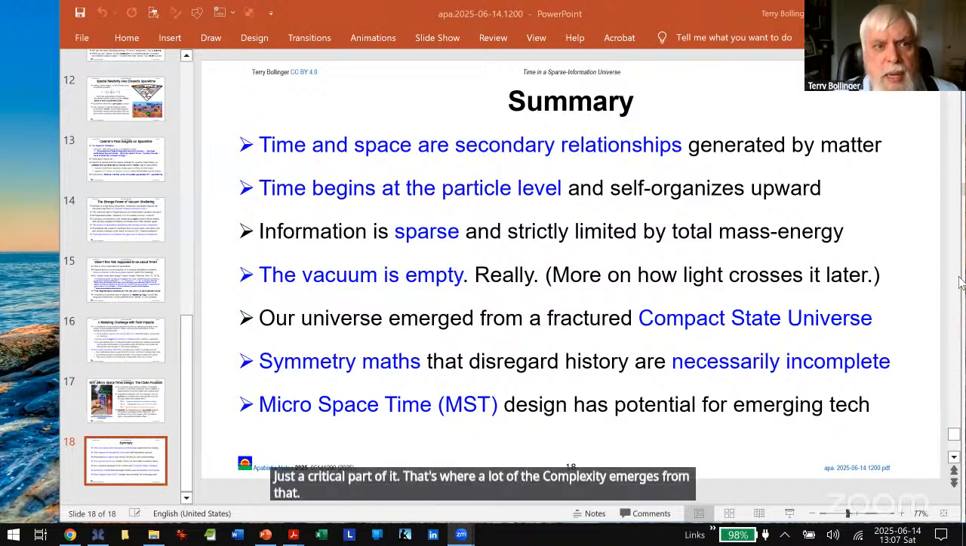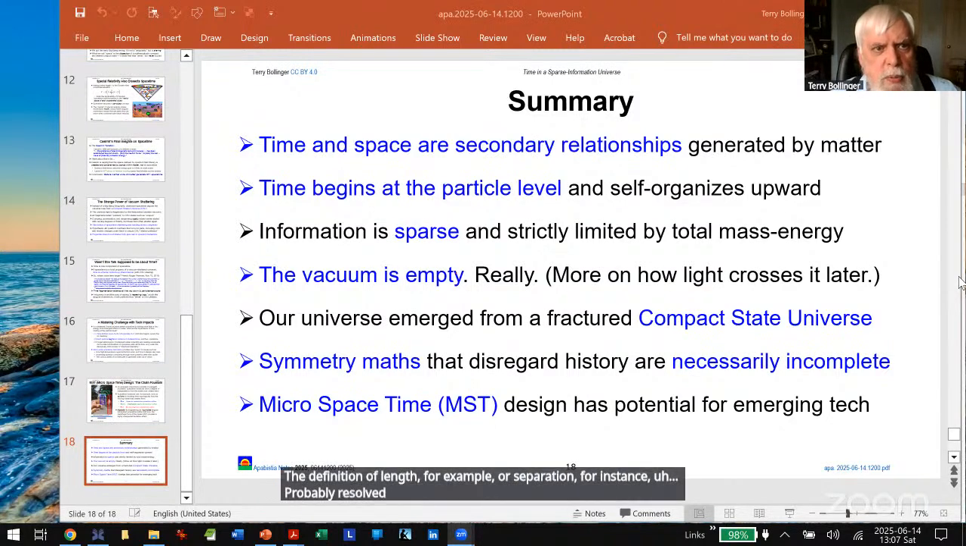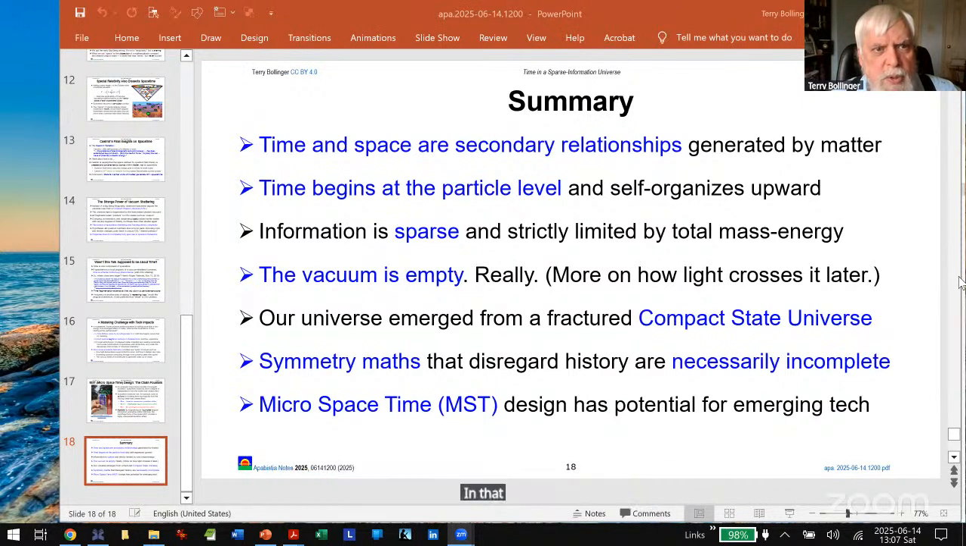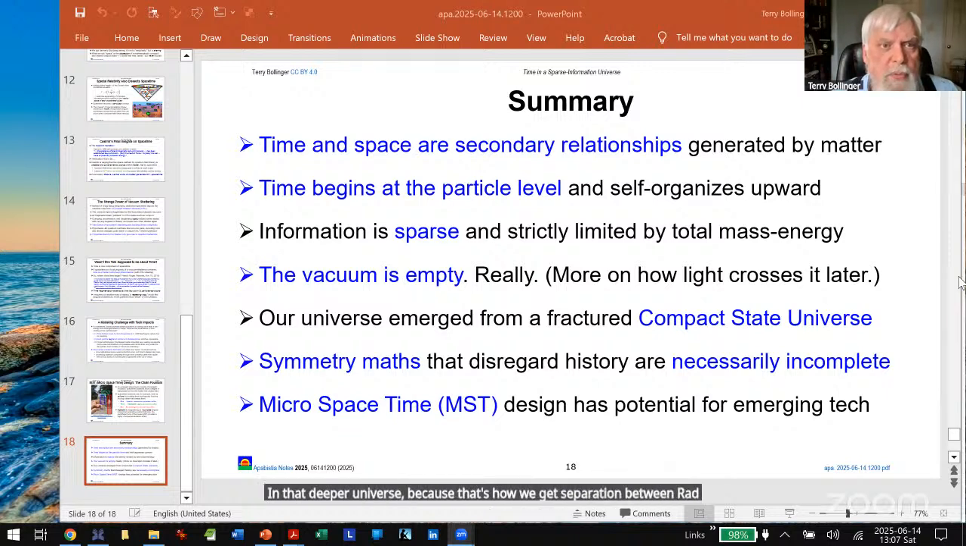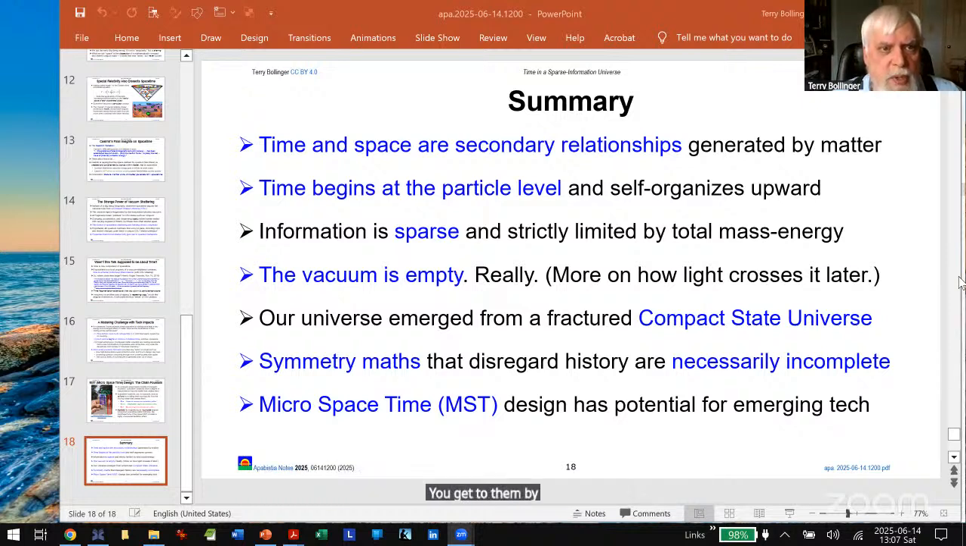But our space-time universe, this is something I've said in other talks, the definition of length, for example, or separation, probably resolved to some kind of a frequency concept, a repeating concept in that deeper universe, because that's how we get separation between radio frequencies. You have 1,000 orthogonal dimensions of radio frequencies. And how do you get to them? They're all going through your room right now. You get to them by tuning into the right frequency.